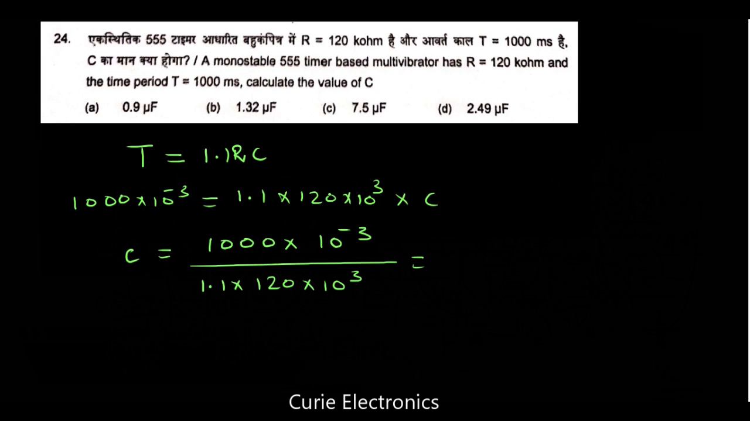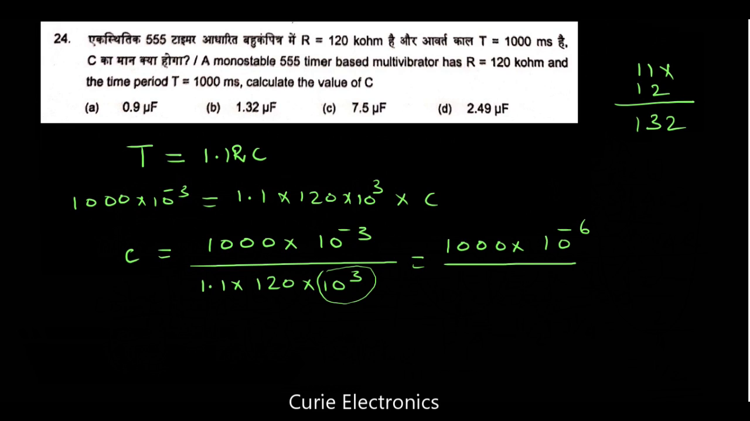So now again I will write it as 1000 multiplied by, from the denominator, that is this 3, I am taking it up, 10 to the power 3. So it has become 10 to the power minus 6 upon 1.1 multiplied by 120. What is 11 multiplied by 12? You will get 132. If you simplify this, what do you get? 1000 divided by 132, which is going to be a suitable option here.